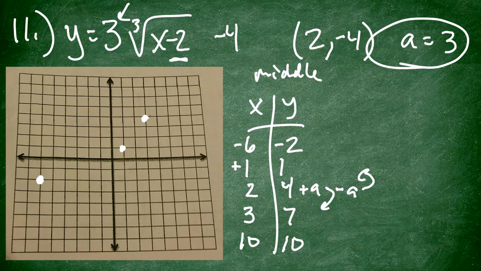I have 3, up to 7. And then we have 10, right around there. Or it makes a nice little S. If yours doesn't make an S, then you're making a mistake there.